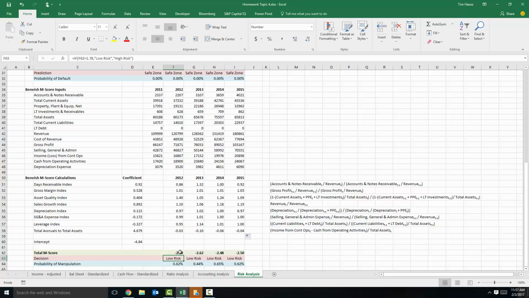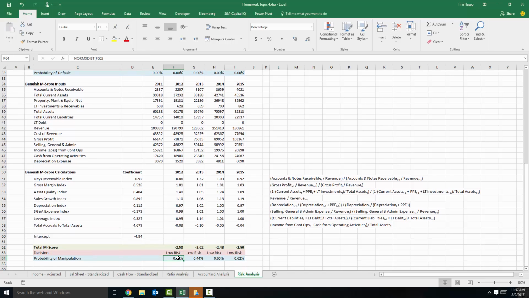Then we look at the probability of manipulation, which is essentially just taking a NORM.S.DIST function and applying it to the M-score, which is a lot easier to interpret, which just means that based on these ratios, the probability that H&M manipulated their accounts back in 2012 is about 0.62%. Again, when we're looking at companies like H&M, you're going to find very low probabilities of manipulation, and you're also going to find very low probabilities of default or bankruptcy according to the Altman model. But again, if your project company is not as financially solid as H&M, you'll probably find higher levels of probabilities. And that's essentially it for this week's homework.